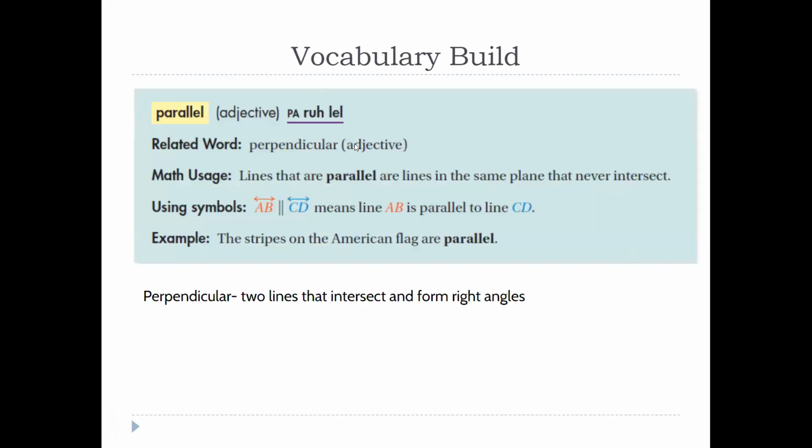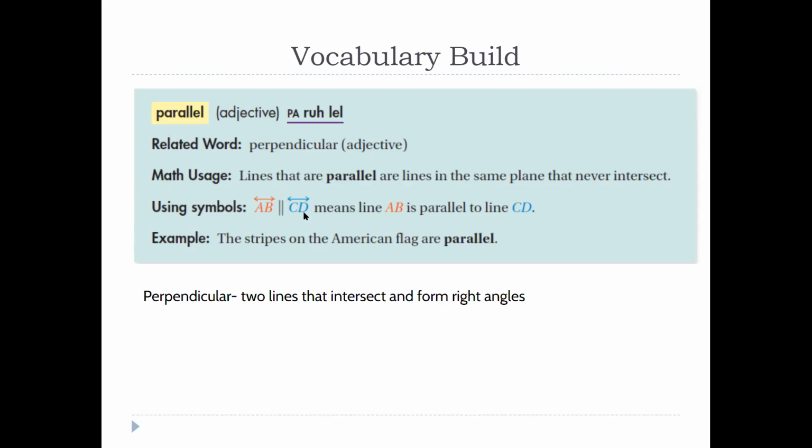The other thing that you may start to see is this under using the symbols. In the red here, you see this AB with a double-headed arrow over the top of it, and then 2 vertical lines next to it, and then CD in blue with a double-headed arrow over the top of it. That double line in the middle is not 11, it's not 2 L's. It's the math symbol for parallel. So this would read as line AB is parallel to line CD.